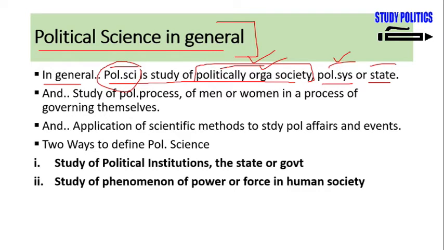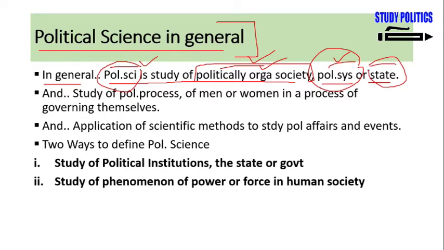Similarly, of political system, we all know that the political system of Pakistan is different from the political system of America. The American political system is different from the political system of France, and the political system of France is different from the political system of Germany. So each and every country has its own political system to run its internal affairs and administration. So the study of these political systems is concerned with political science.